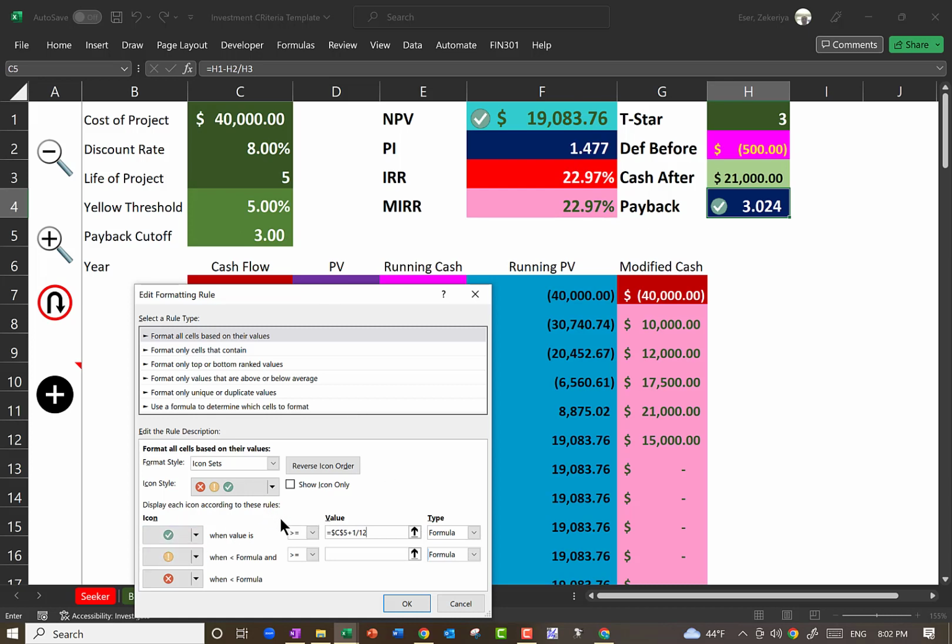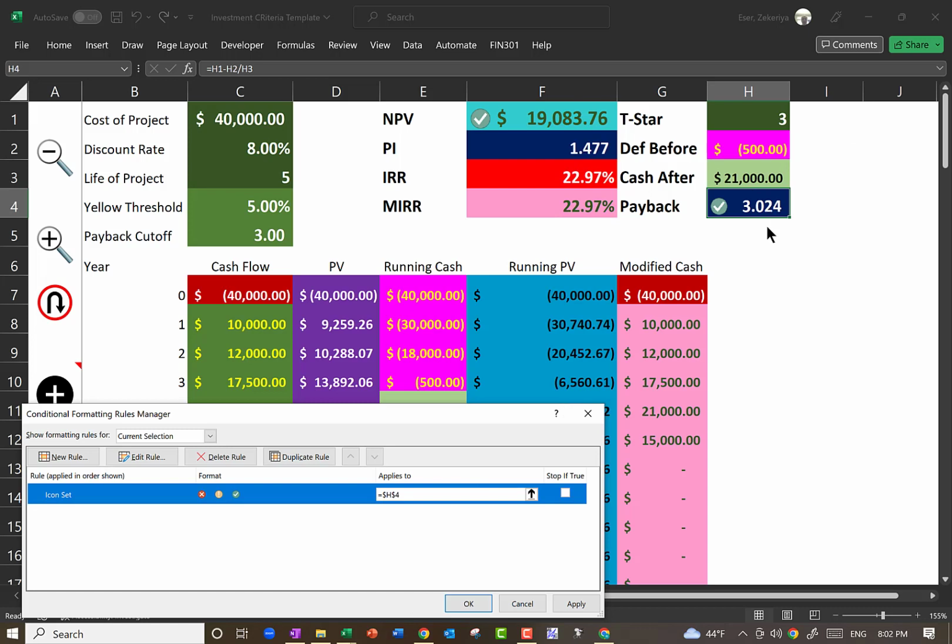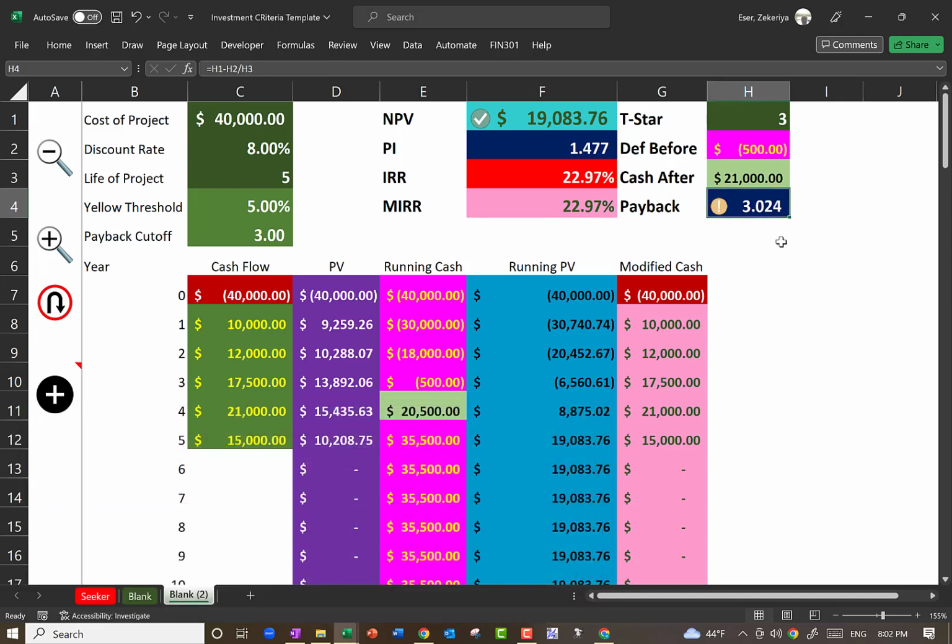I'm gonna reverse the icon order. Okay. If payback period is greater than 3 years and 1 month, I'm gonna do a red light. Otherwise, if it's 3 years minus 1 month, I'm gonna do a yellow light. Otherwise, green light. This shouldn't have worked. Oh, apply. Okay. Again, if it's within plus or minus 1 month of the cutoff, I'm going to make that yellow light. Outside of that, if it's greater, red.